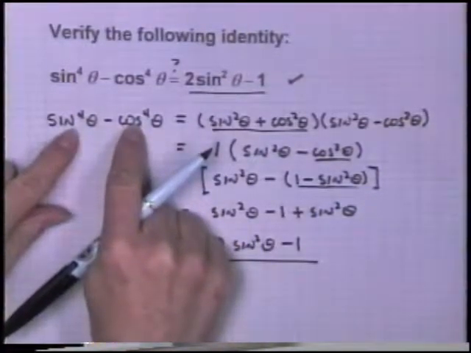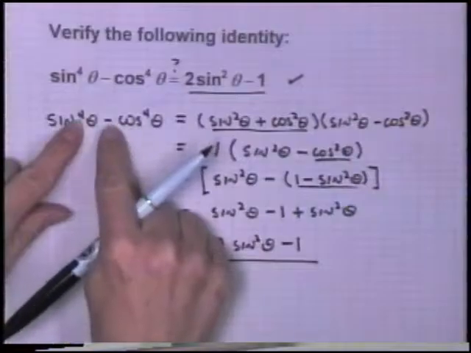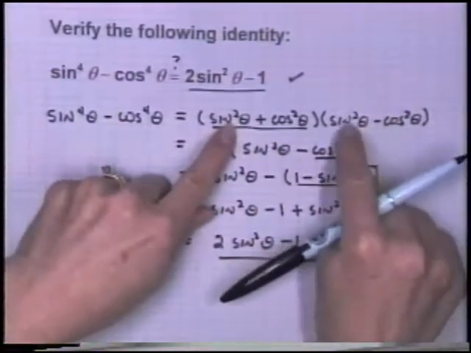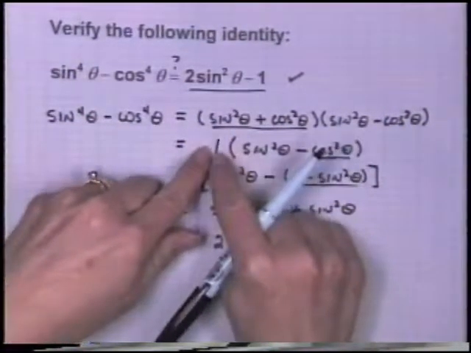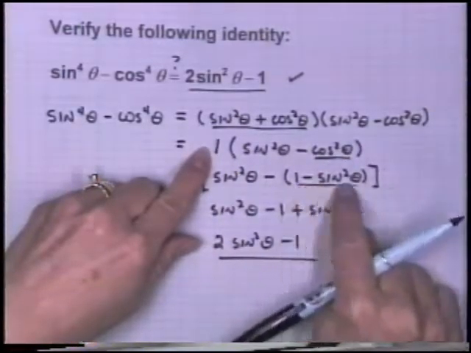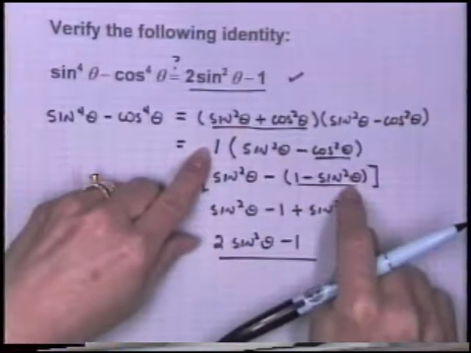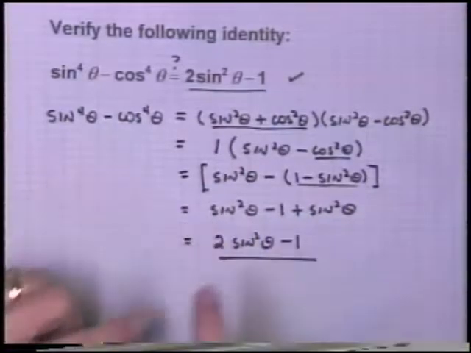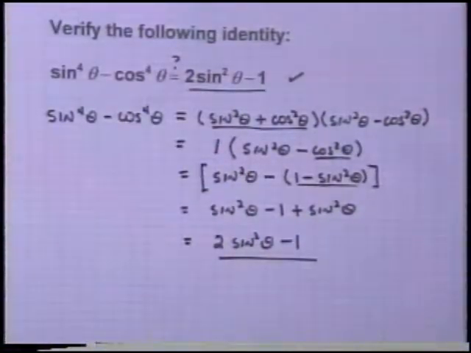So watch for difference of squares. A lot of times those will crop up, and seeing this difference of squares allows me to get down now to my second powers. I have a fundamental identity here, and then here I've got one that I can replace also. And then just do a little algebra and simplifying.